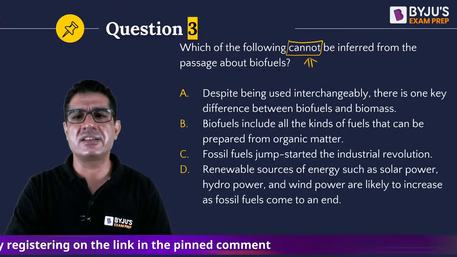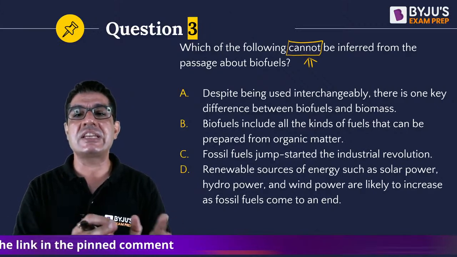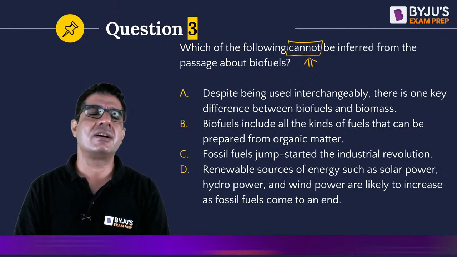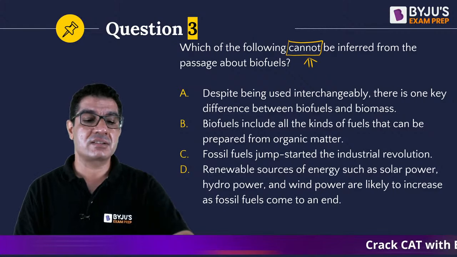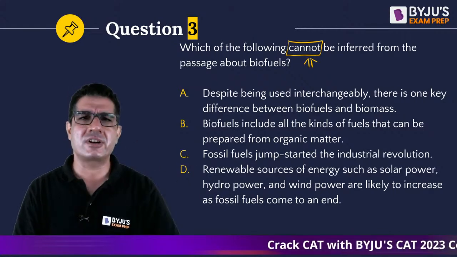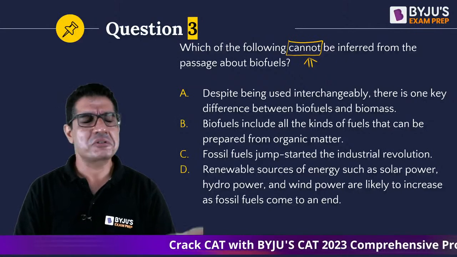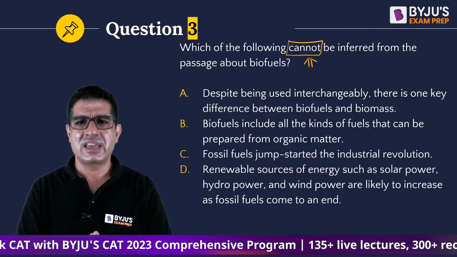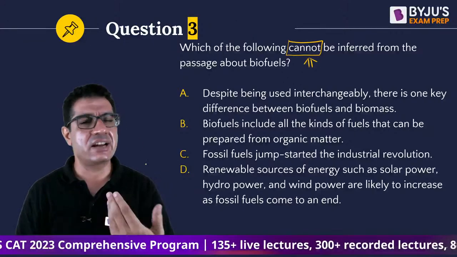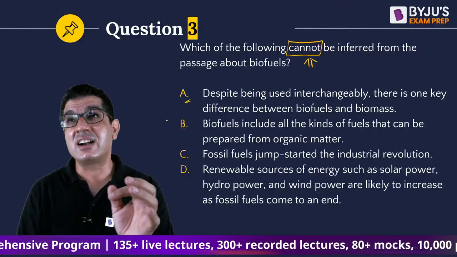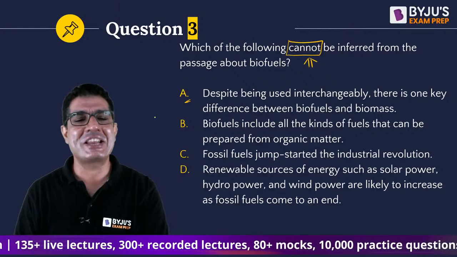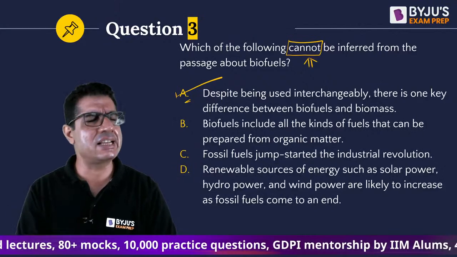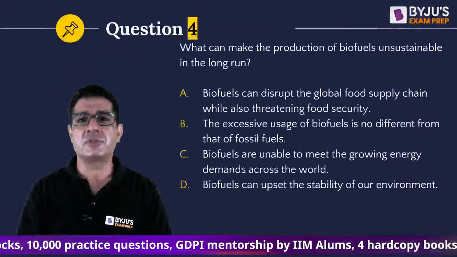Now the problem with A is, it says despite being used interchangeably, there is one key difference. We would not really call it a key difference. At the end of the day, we know that biofuels are a type of biomass, or they are a byproduct of biomass. So they are essentially the same thing. The only thing that changes is the physical state. And therefore, of the four, B, C and D are definitely true. A is can't say, probably true, but that goes towards the direction of can't say, and that is why it should have been chosen as our answer. B, C and D can be inferred from different places. And here comes the last one.